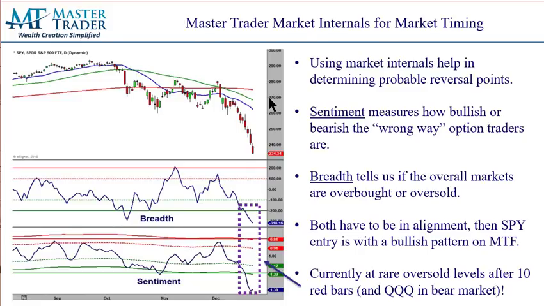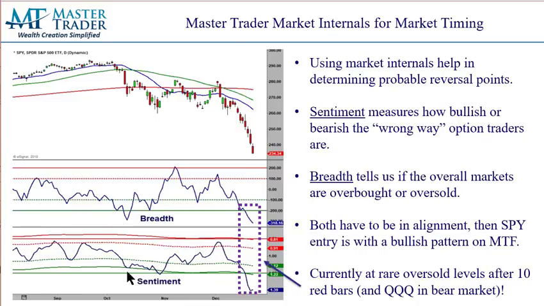in the broader markets. Sentiment shows us how bullish or bearish the wrong way option traders are. We refer to them as wrong way because historically they're buying bullish call options at the worst possible time when the market's overbought, and they're fearful, buying put options after the worst possible time on sell-offs where the market's oversold. And that's exactly what this chart here on the bottom is showing us.